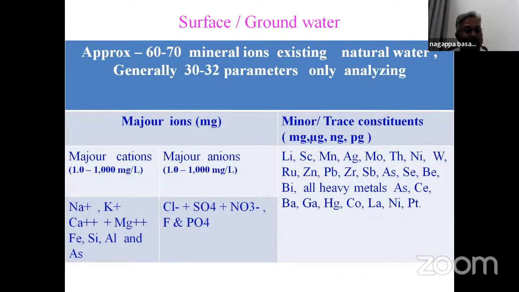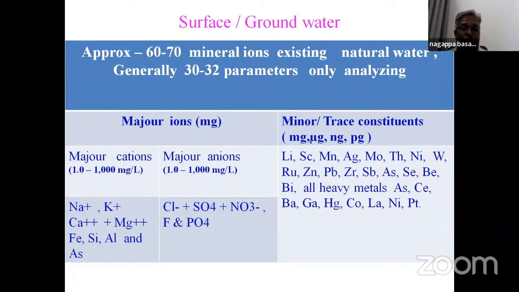One is major cations and another is major anions. What are the major cations? Sodium, potassium, calcium, magnesium, iron, silica, aluminum, and arsenic. These are the major cations available in groundwater or surface water. Among the anions are chloride, sulfate, nitrate, fluoride, and phosphate. Apart from these, anything extra is added because of man-made activities or pollution, and reaches the water column.